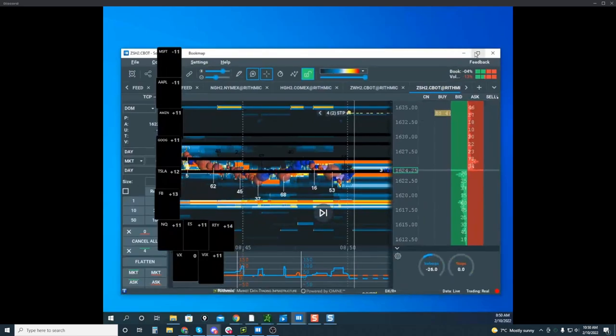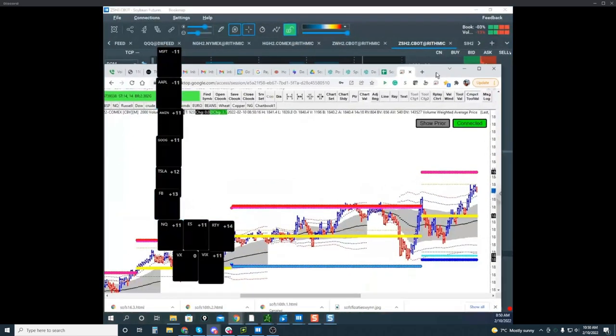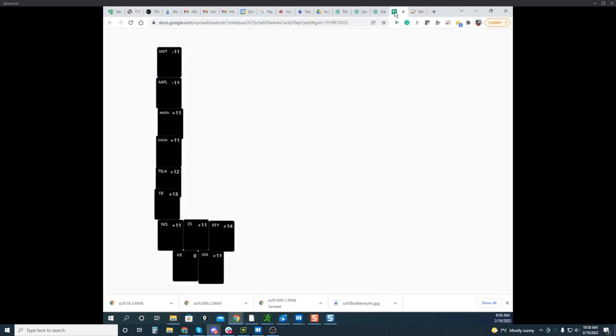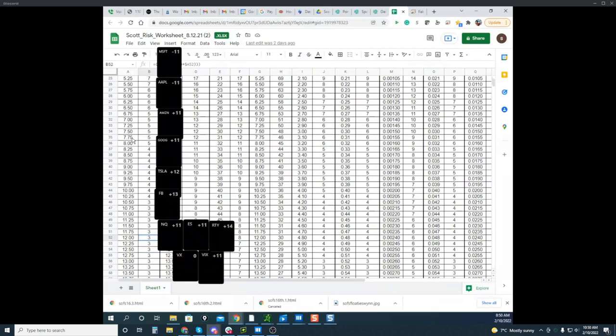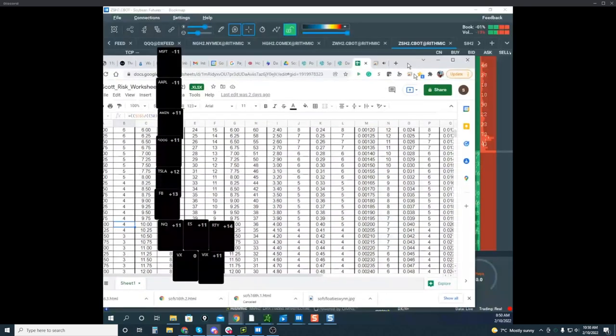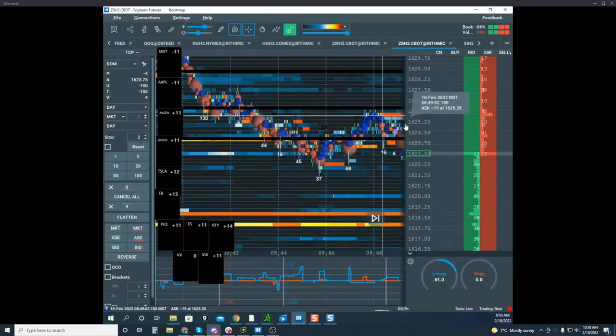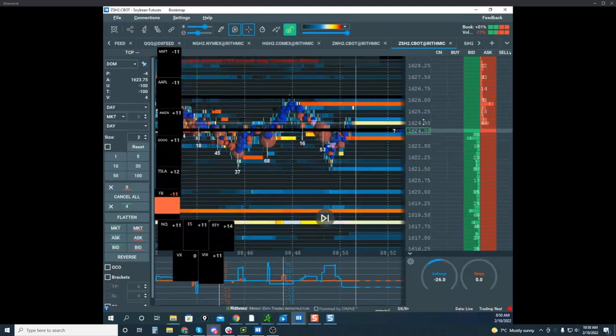That's where you go to your risk calculator, which we haven't talked about yet today. It's the same as the ES. The tick value is 1.25, right? So I'm risking 10 points for a lot, the exact size that I need to have based on my account size. So that's correct. I'll short that.